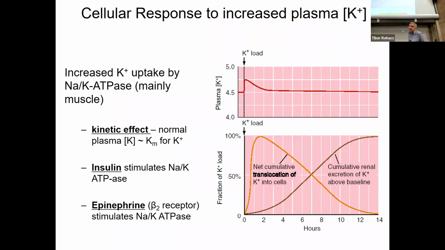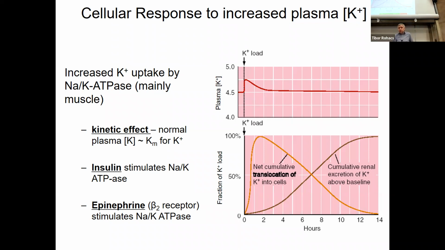And the other one is epinephrine, which is the sympathetic neurotransmitter. And here the idea is that when you do physical activity, potassium tends to leak out of your muscle cells. And whenever you have high physical activity, you also have high sympathetic activity. So the epinephrine is another mechanism which helps keep potassium levels in normal range, mainly upon physical activity.